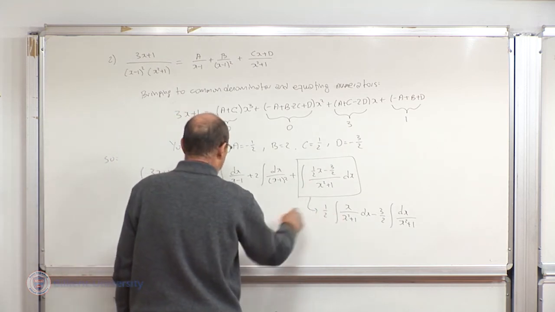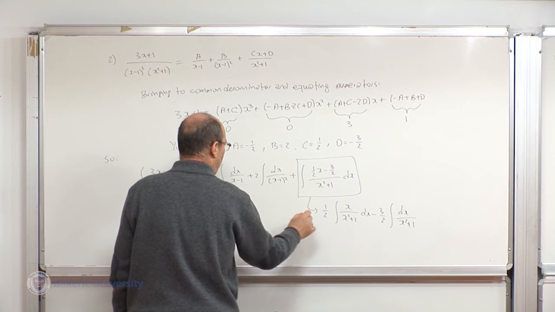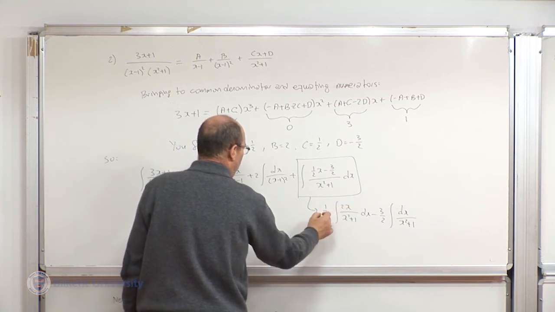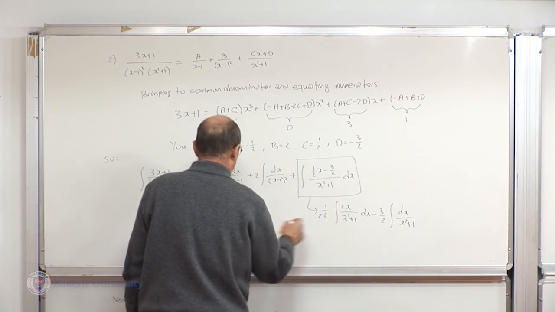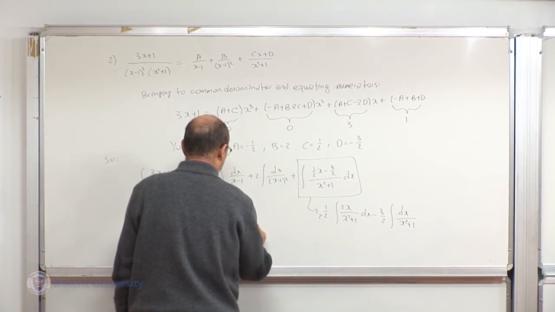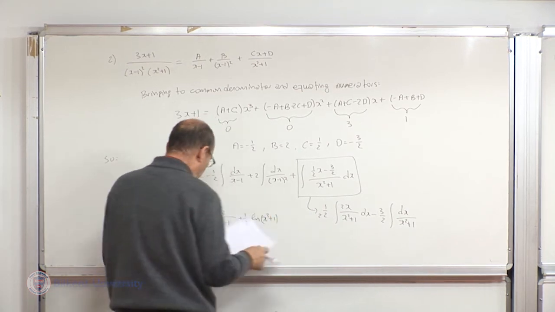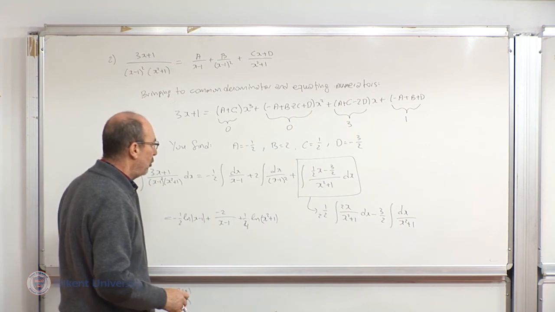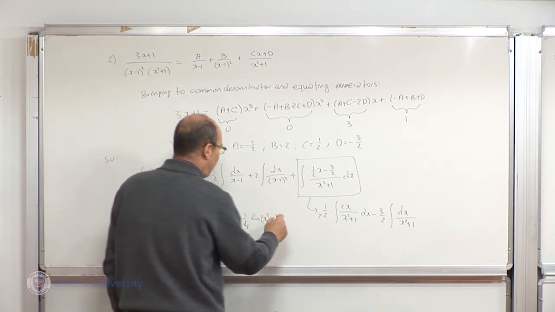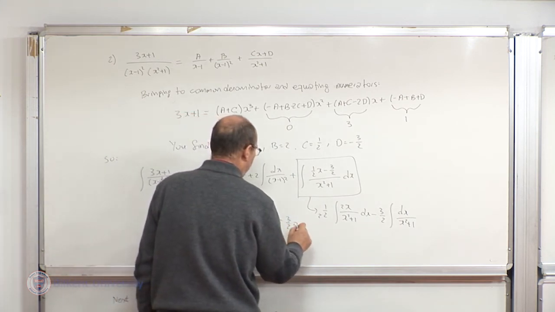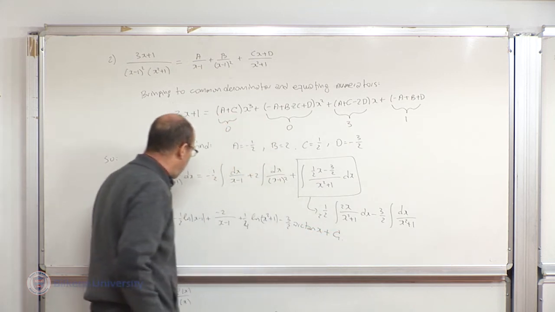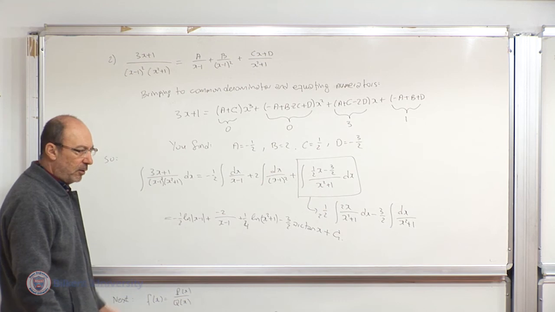And this one is plus 1 over 2. I put 2 here, so I put another 2 here. So this is 1 over 4 ln of x squared plus 1. It's already positive, so I don't need to put absolute value. The other one is arctangent, minus 3 over 2 arctangent x, plus our integration constant.